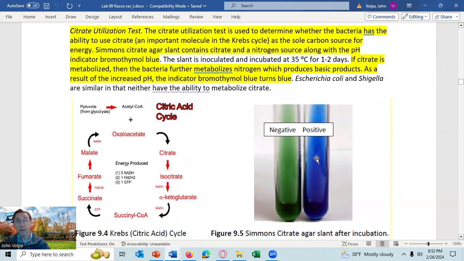If the bacteria cannot utilize citrate, it'll have no carbon source in the tube because citrate is the only carbon source. And so the bacteria will not grow, and it should not produce bases because it's not metabolizing, and the tube will remain green. Any question about any of that?